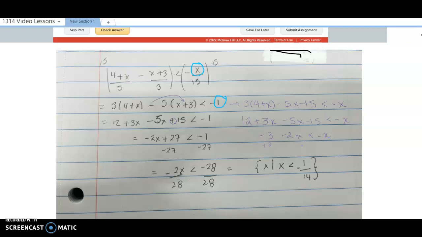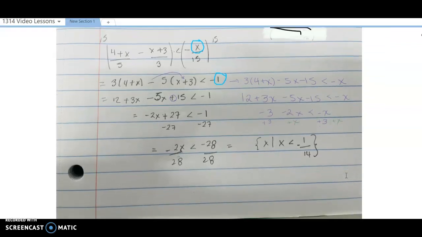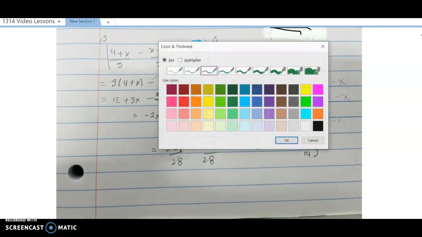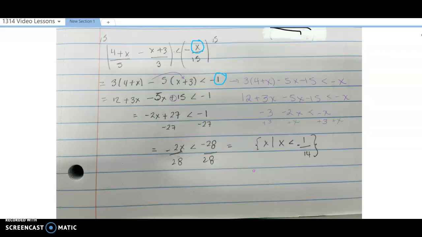From here, you can add the 3 to both sides. So I'm going to add the 3, and at the same time I'm also going to add the x to both sides. So let me come down here where there's some more space. Let me see if I can make this thicker again. Okay, so you should have negative x is less than 3.